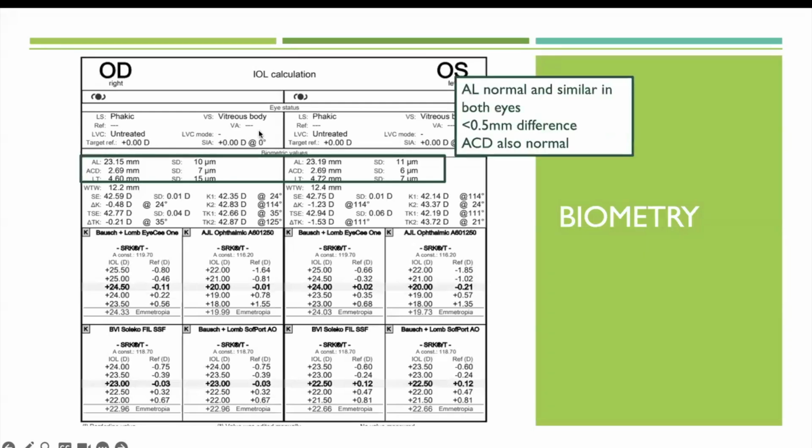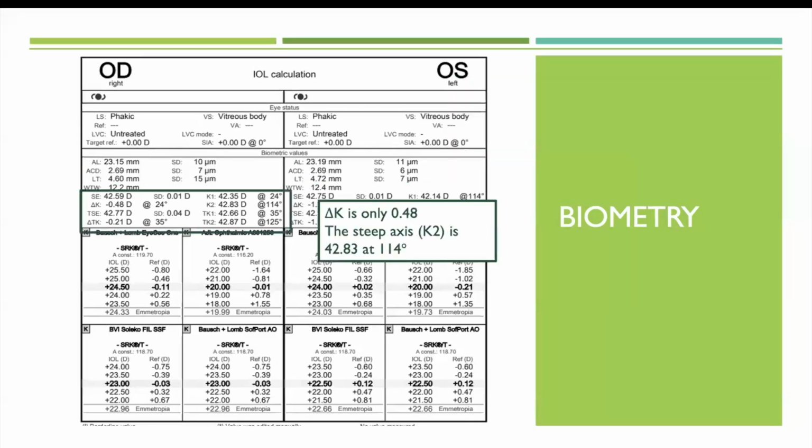So the first thing I'm going to look at is the axial length. What we can see here is it's 23.15 in the right eye, 23.19 in the left. There's not a lot of difference at all. It's less than half a millimeter, and our anterior chamber depths are 2.69 in both eyes. So that's all nice and normal, nothing alarming at the moment. Then we're looking at our delta Ks. The delta K is only 0.48, nice and low, nothing to worry about from putting a spherical lens in. Our K1 is 42.35, K2 is 42.83, and that tells us that the steep axis K2 is at 114.